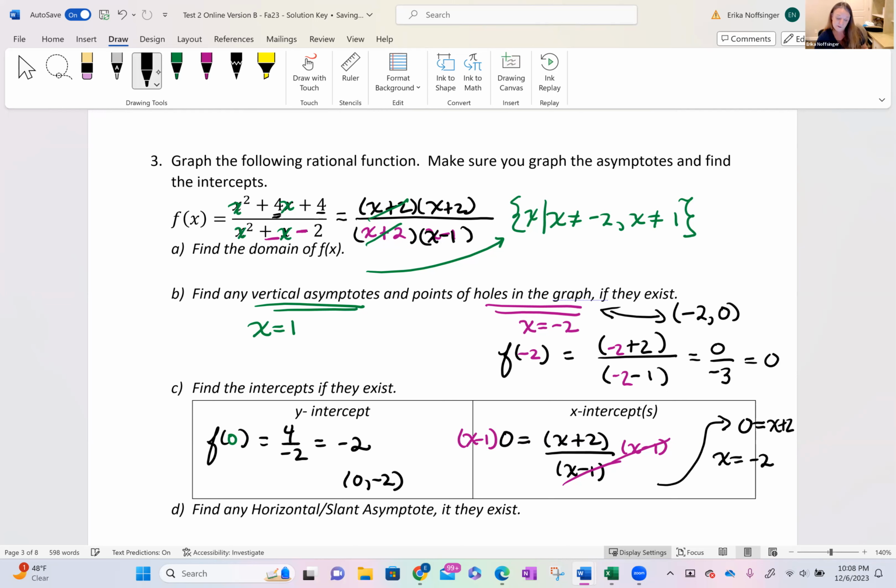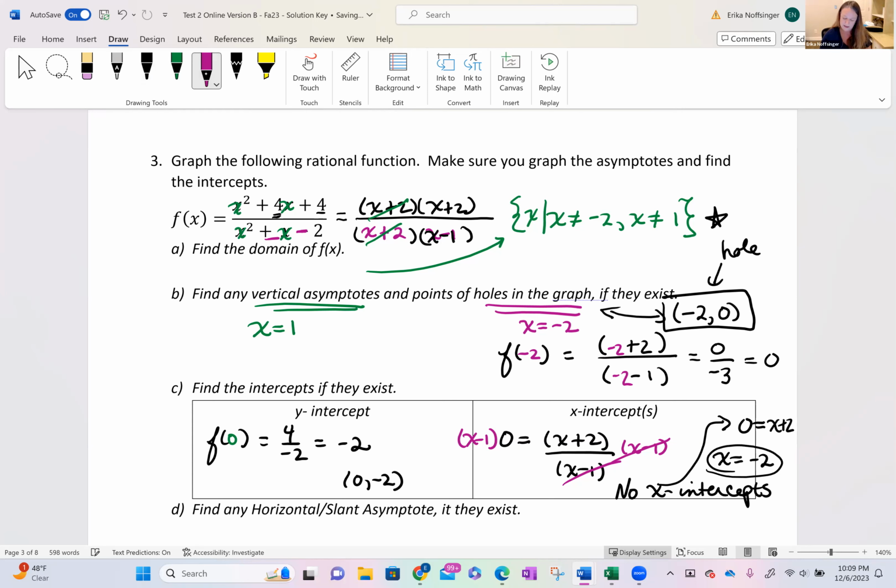But if you look back at our domain, x cannot be negative 2. And we saw up here that this was our hole. And so technically, there are no x-intercepts, because x equals negative 2 is not in our domain.